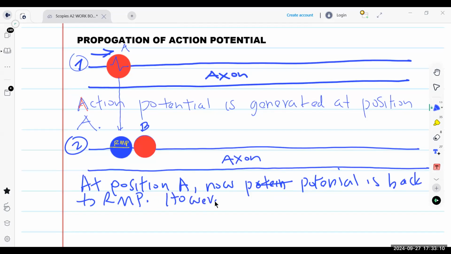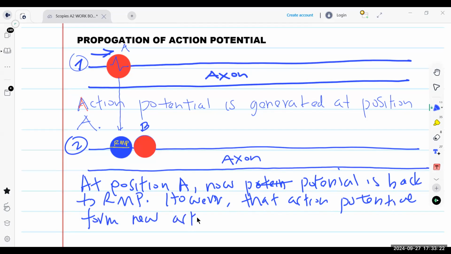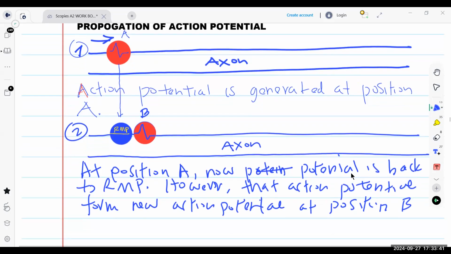However, that action potential forms a new action potential at position B. Right now here I'm going to show again, a new action potential forms at position B. This one makes a new action potential at position B. But when it makes a new action potential at position B, position A becomes resting membrane potential. Right. Can you please copy this down?